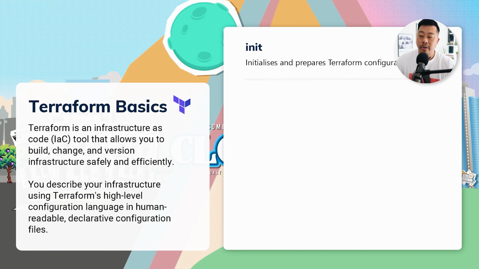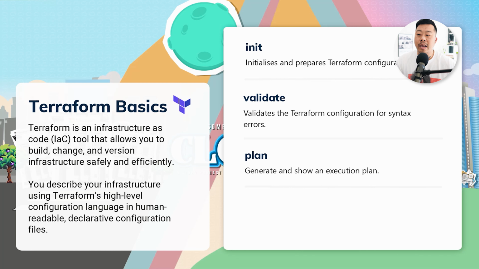And then you've got a plan. A plan will execute your code based on the state, and the state is pretty much a snapshot of what's out in Azure. So it'll tell you what the difference is. And then an apply will obviously execute the code.